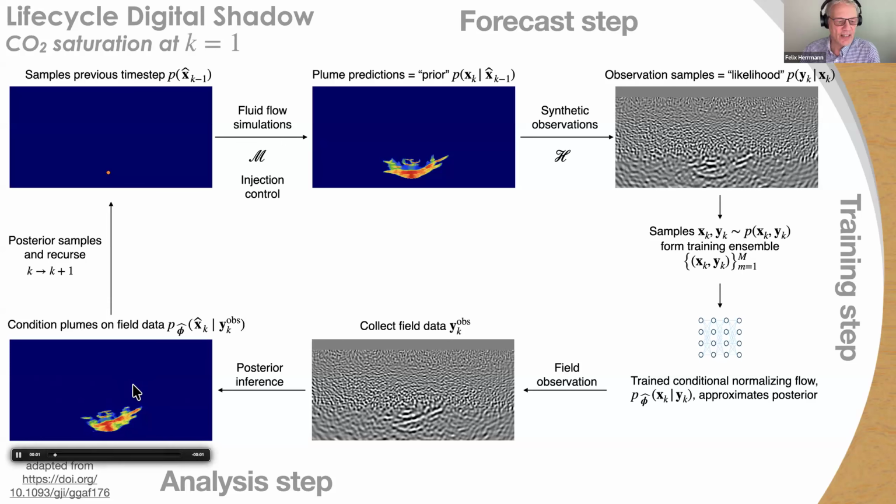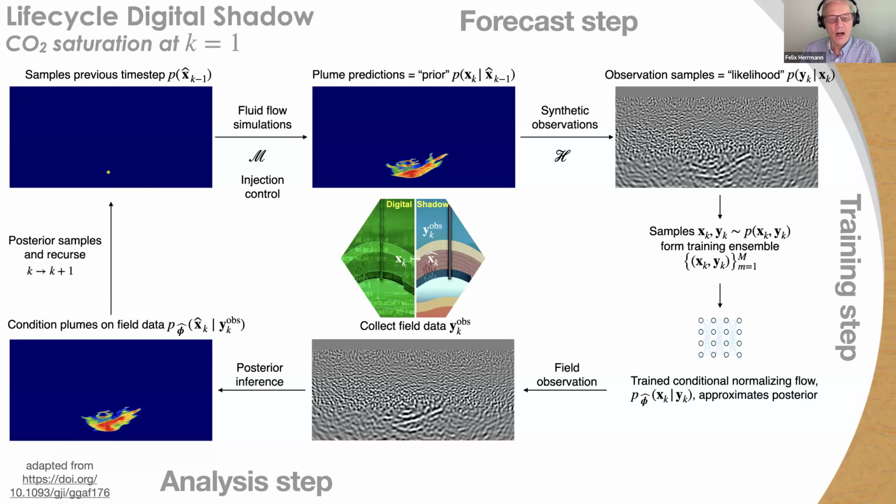Now, of course, these have seen observed data. That's why we have the hat here. Okay, and that is a digital shadow where we map the simulated state xk to the state conditioned on field data, xk hat, right? Given observations from the field.